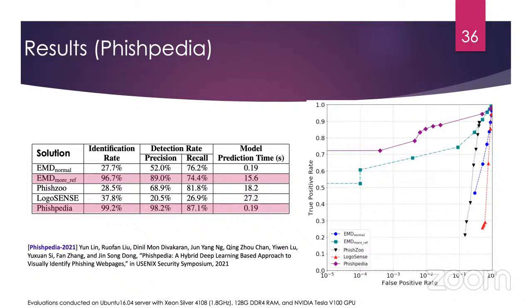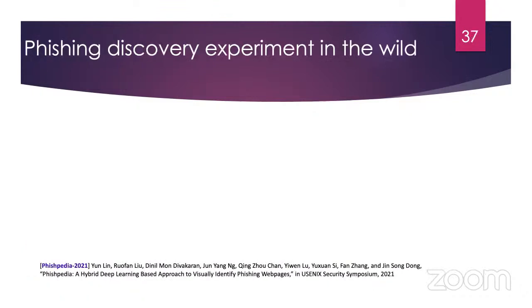So these are the detailed results: true positive rate or recall versus the false positive rate, focusing on a very low false positive rate, right? You can see that the performance of all the models except EMD and Phishpedia decreases rapidly at low false positive rates. At a false positive rate of 10 raised to -3 and lower, only EMD and Phishpedia have decent detection capability.